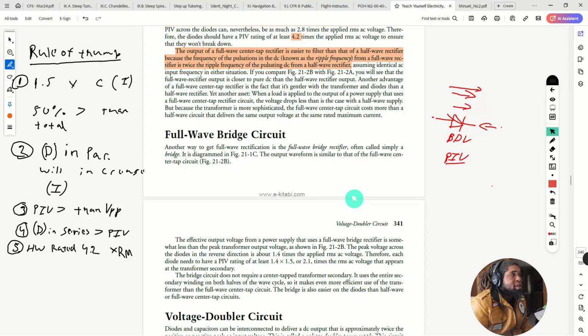Because the transformer is more sophisticated, the full wave center tapped circuit costs more than the half wave circuit that delivers the same output voltage at the same rated current. And I like what he's doing there, which is basically including the cost of the transformer in the circuit, because you can't make the circuit without the transformer, right? So that's a good thing to keep in mind here.